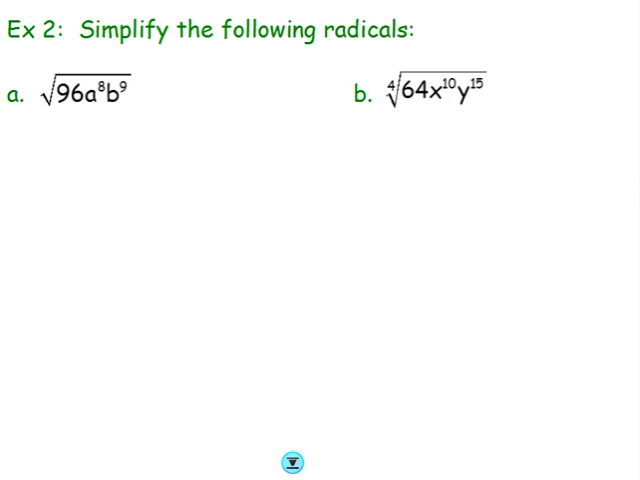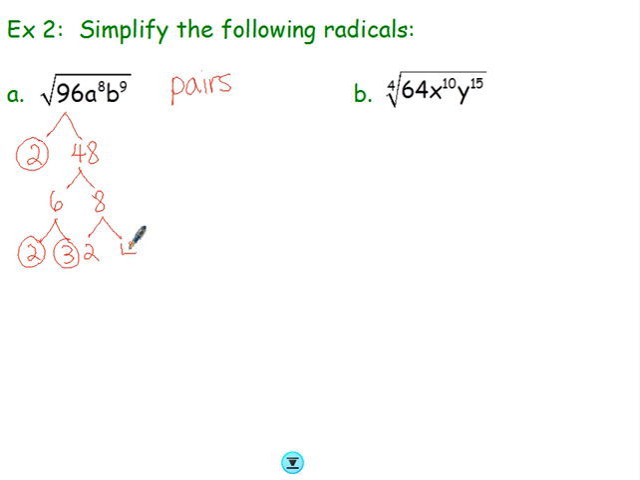All right, so let's take a look at how you did. First of all, this was a square root, so we are looking for pairs. 96 is 2 and 48. 2 is prime. 48 is 6 and 8. 6 is 2 and 3, both primes. 8 is 2 and 4, 2 is a prime. And 4 is 2 and 2, both primes. Now we're back to pairs.